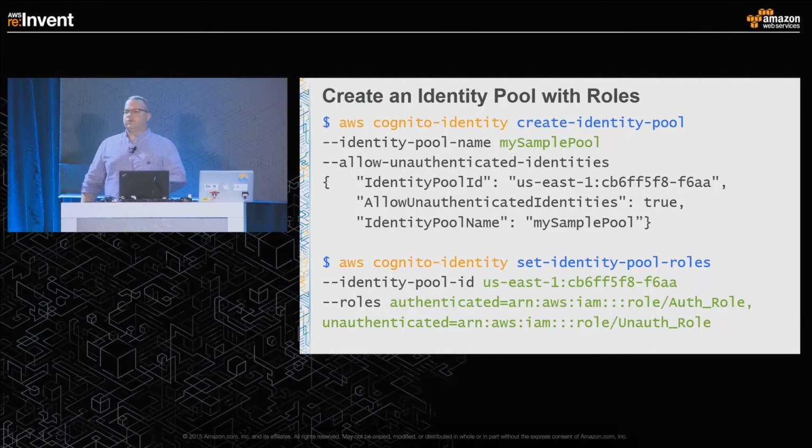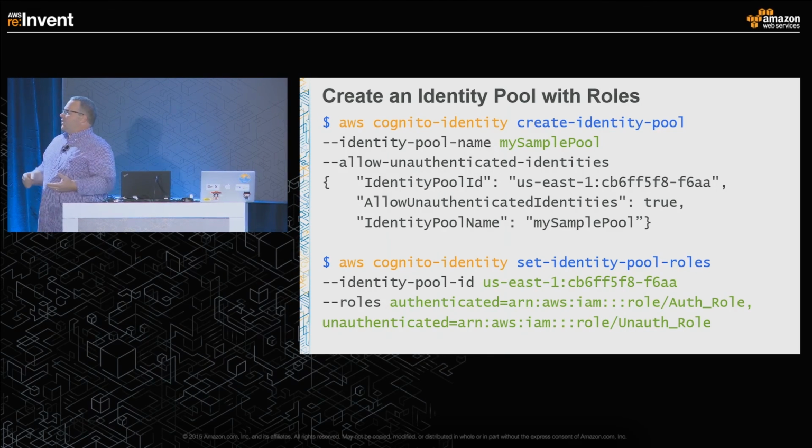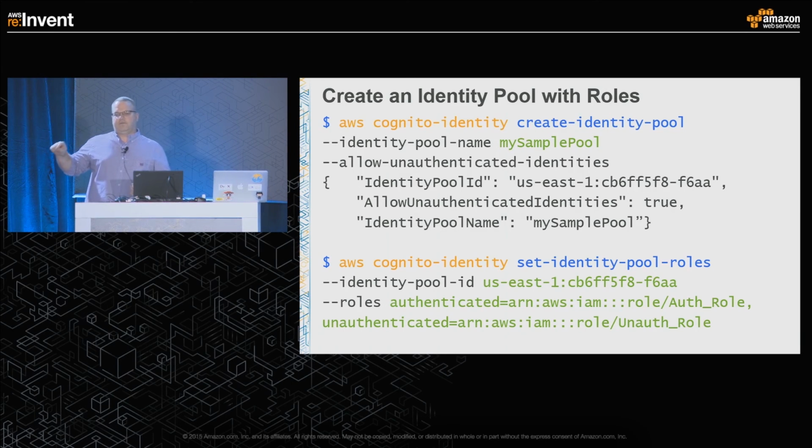Okay, so the first thing you want to do is create an identity pool. Identity pools by themselves are not very exciting. You give it a name and a region, and it will create a pool for you. The next thing you have to do is associate roles. And using the command line there, set identity pool roles, you just give it an authenticated role and an unauthenticated role if you created your identity pool allowing unauthenticated roles. So unauthenticated roles are optional. You can choose to create an environment where you require authentication. That's fine.